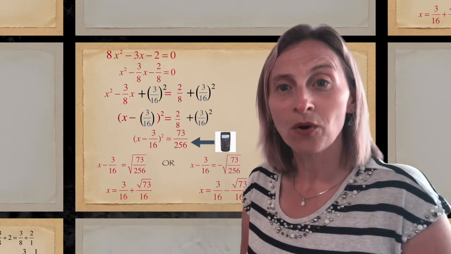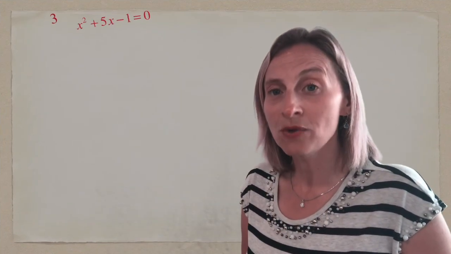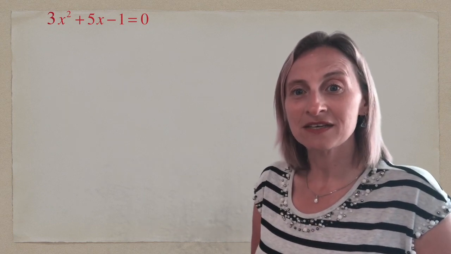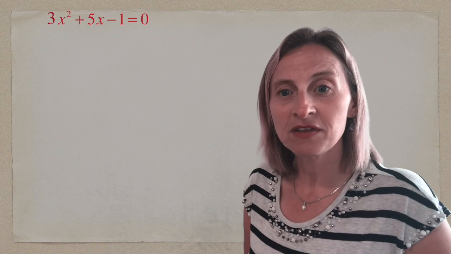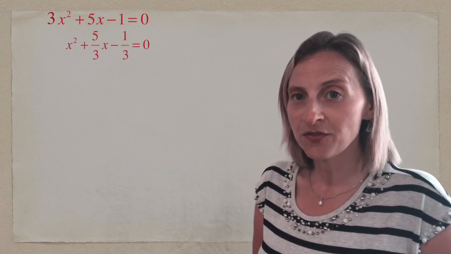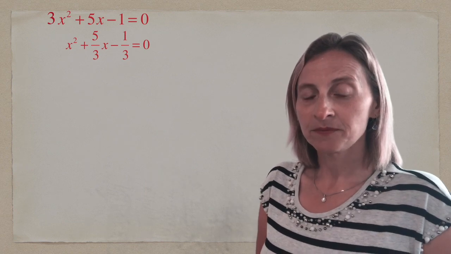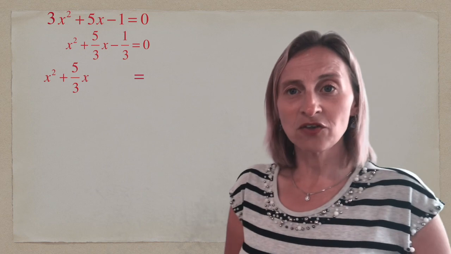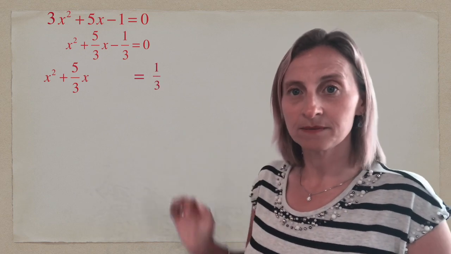Let's try one more. How about you pause the video and you have a go at this one on your own? And then you can see my answer at the end. First thing, divide everything by 3. x squared plus 5 over 3x minus a third equals 0. Put it in the right order. x squared's on the left, x on the left, and the number on the right.